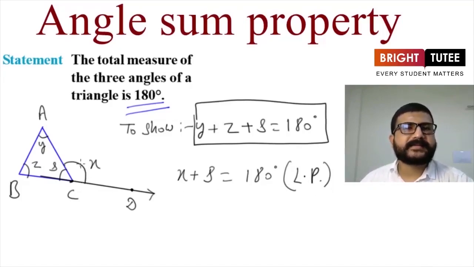Now X is exterior angle for triangle ABC, and we have seen one property in the previous video also, that the exterior angle is equal to sum of opposite interior angles. So this means this X will be equal to Y plus Z. This is exterior angle property.